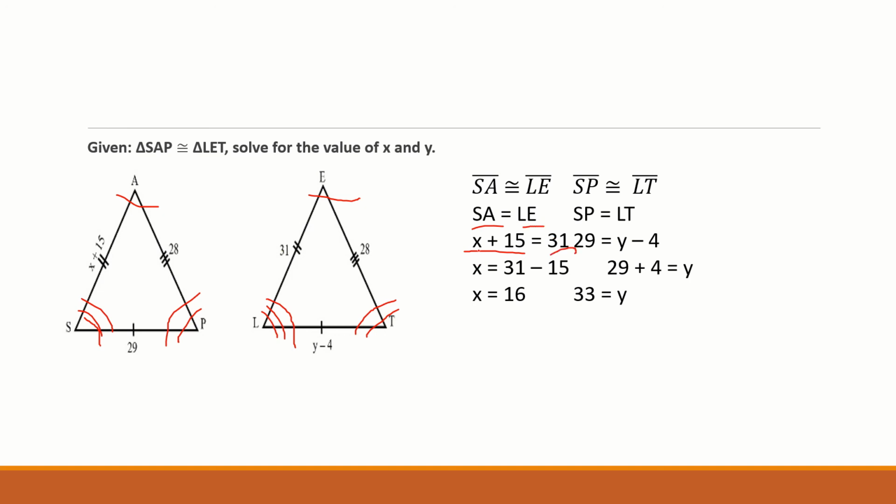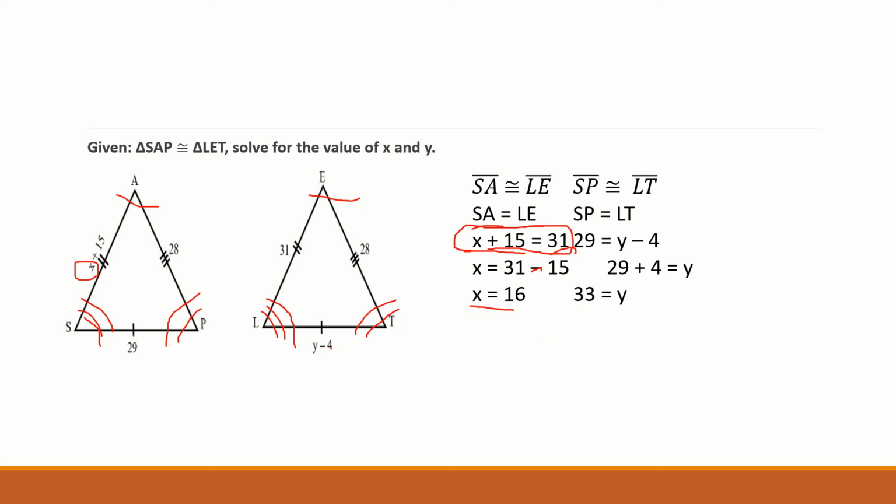Okay. So, ilipat natin yung X. So, magiging from this equation, ilipat natin yung 15 sa kabila sa right side. So, magiging negative siya. So, 31 minus 15 is 16. Therefore, ang value ng X is 16.